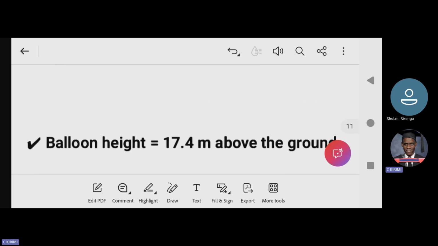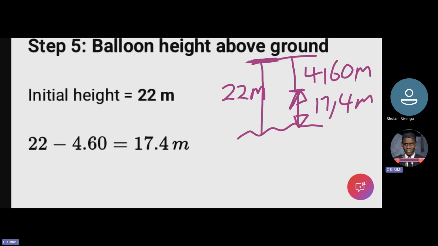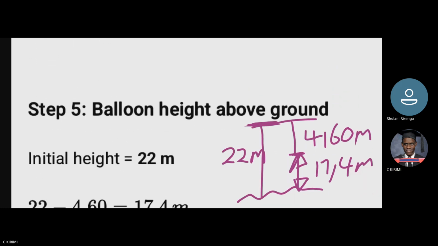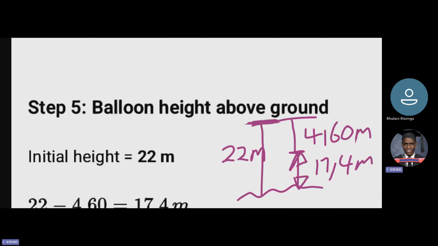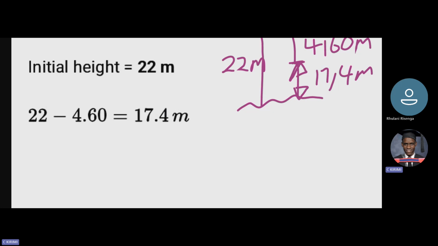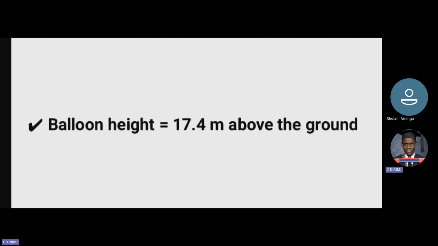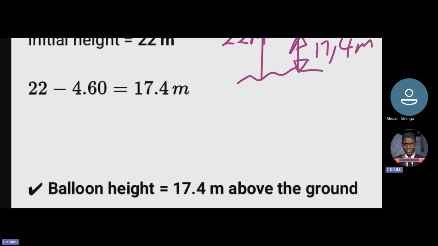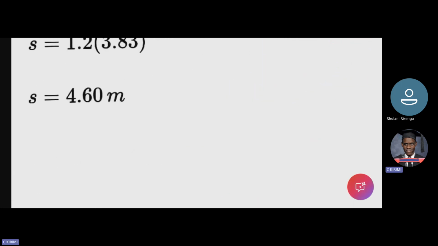I don't know if the explanation is clear and you can follow. Yes, it's okay. Where were you stuck before? Where was your challenge? I just couldn't make out the question. But is it better now? Yes, it's better. Okay, so those are the steps which you should follow, which we just discussed.